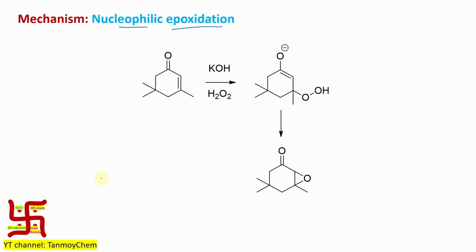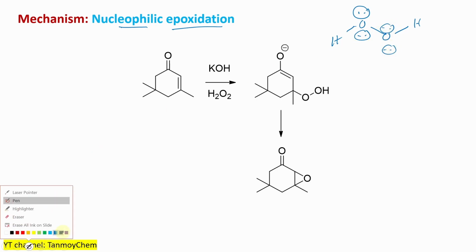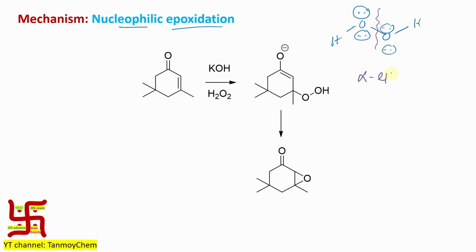So how can I generate a nucleophile? If you look at hydrogen peroxide, it has a significant nucleophilicity. Why? If you look at these two oxygen atoms, each one has 2 lone pairs, and because of this adjacent lone pair repulsion, which is technically called the alpha effect, the energy of the HOMO of this molecule rises.